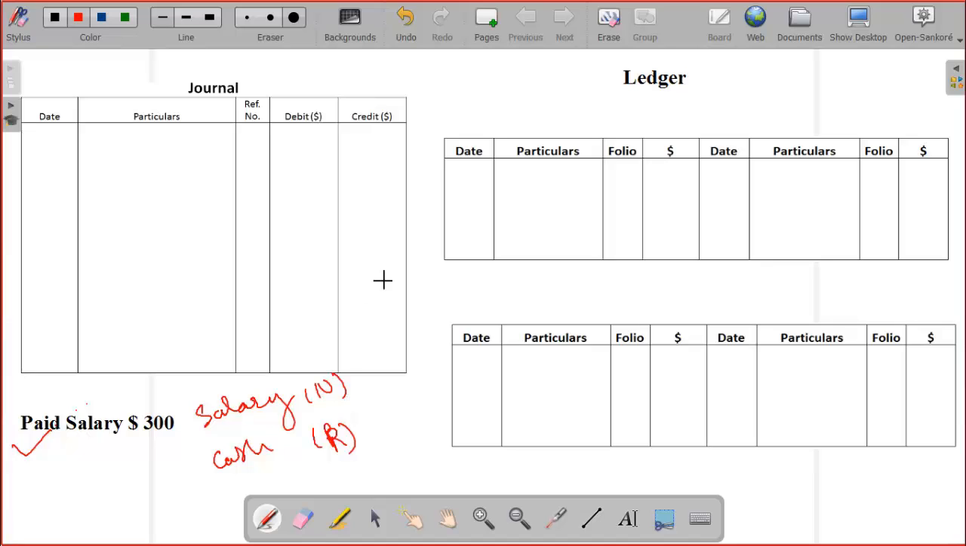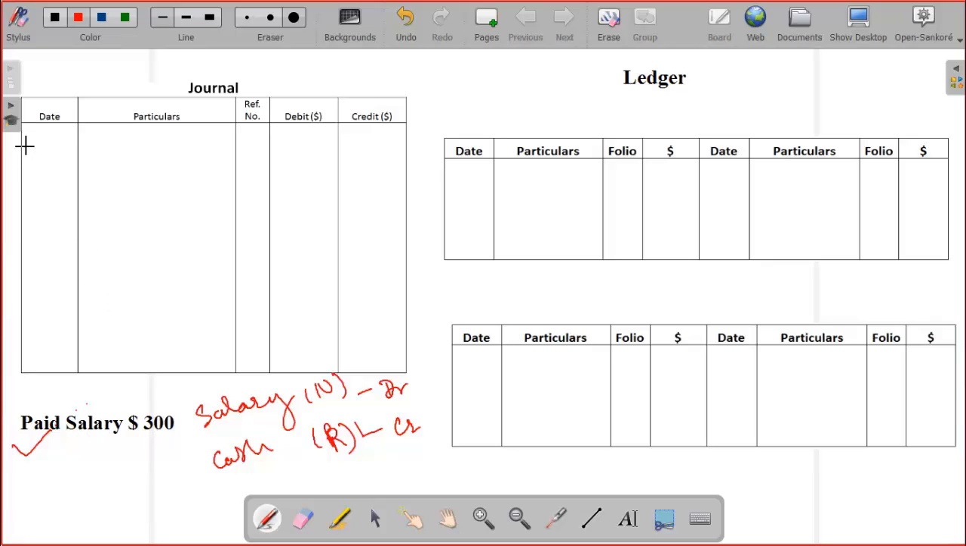Now tell me, what is the rule of nominal account? Which account will be debited and which account will be credited? Debited, because salary is nominal, and nominal account says debit all expenses and losses. So salary account will be debited and cash account will be credited. Agree?